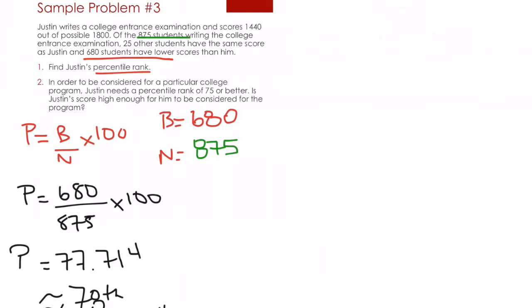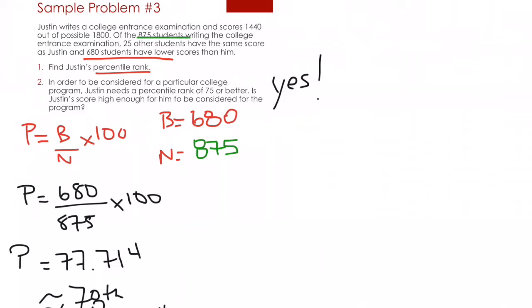Okay, and that's all I have to do for the first one. So his percentile rank is 78. In order to be considered for a particular program, Justin needs a percentile rank of 75 or better. Is Justin's score high enough to be considered for the program? So he scored a 78th percentile, so yep. So we would say yes to this part of the question. He scored high enough to be considered for the program.